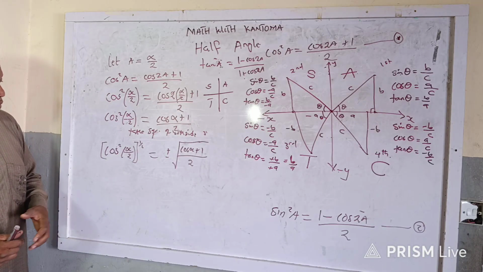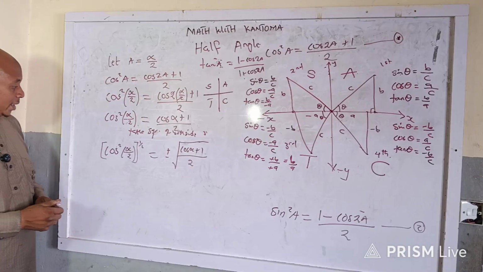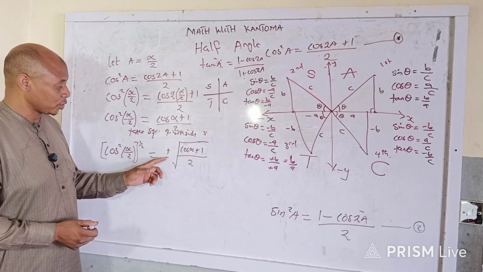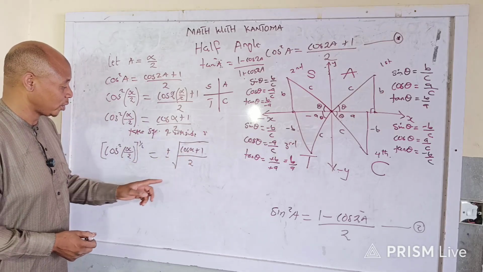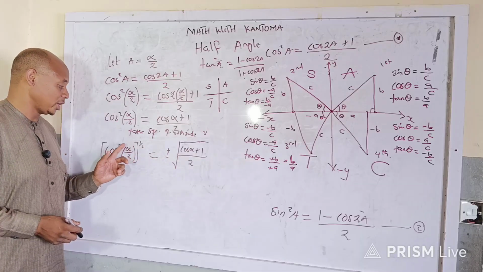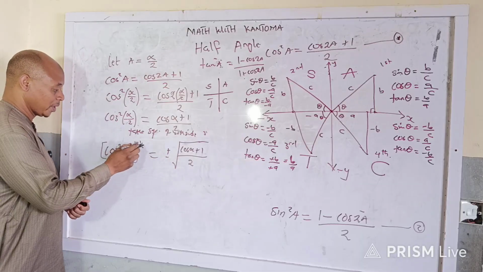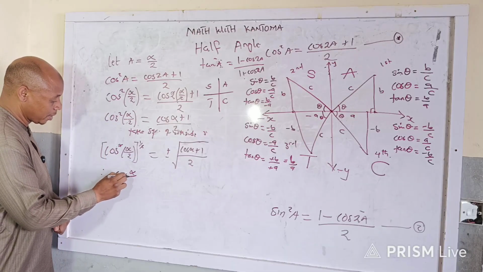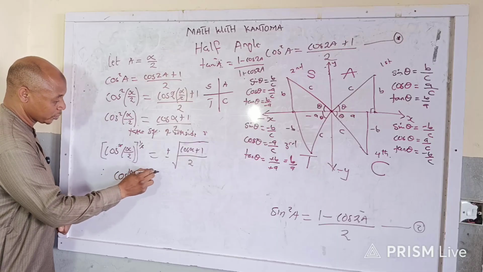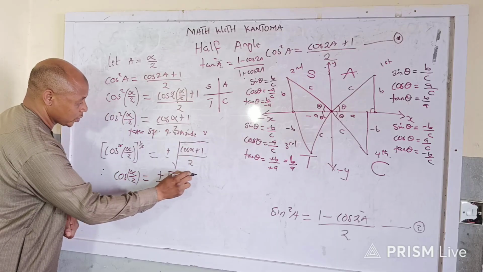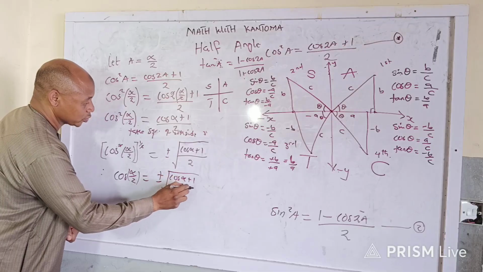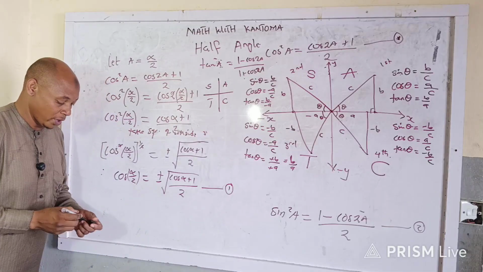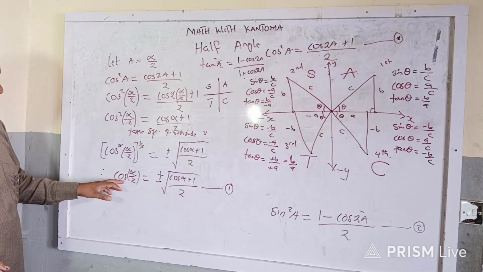So now coming back to our problem, we said cos squared alpha over 2 is equal to plus or minus cos alpha plus 1 over 2. The reason why we take the square root is to eliminate this power here. So we'll be left with cos alpha over 2 is equal to plus or minus the square root of cos alpha plus 1 all over 2. So this is the first half angle formula, for cosine.